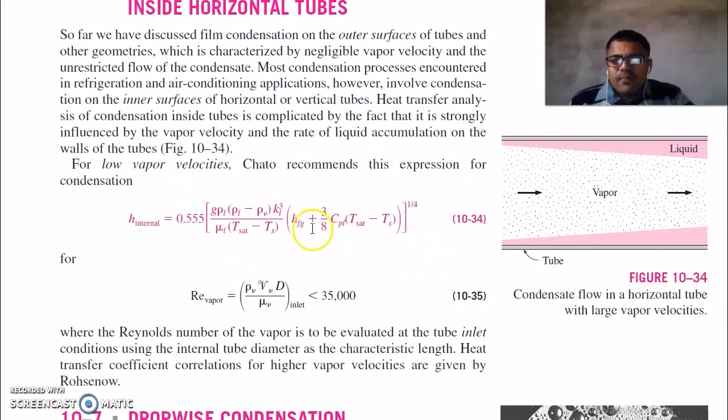So at low velocities, this is a relation recommended on an experimental basis, and the Reynolds number is equal to this. In this case it is for less than 35,000.